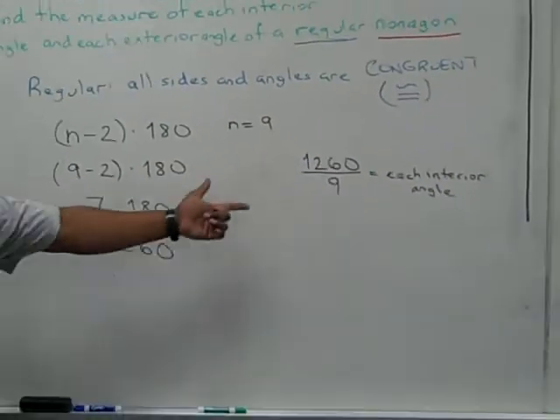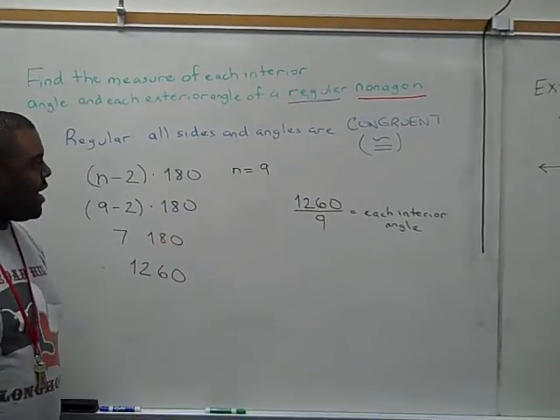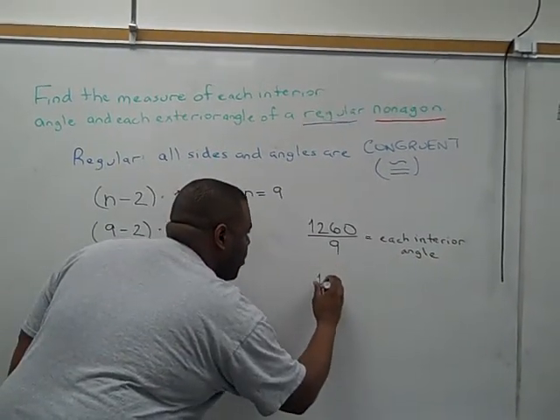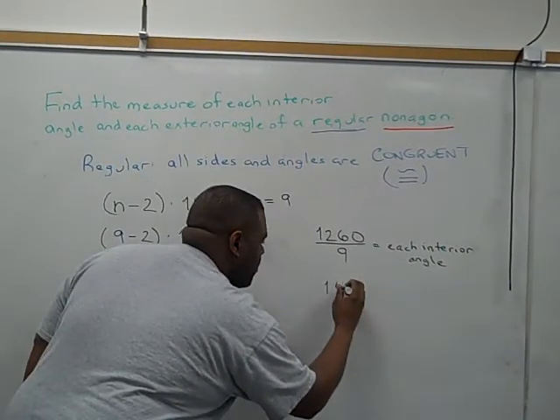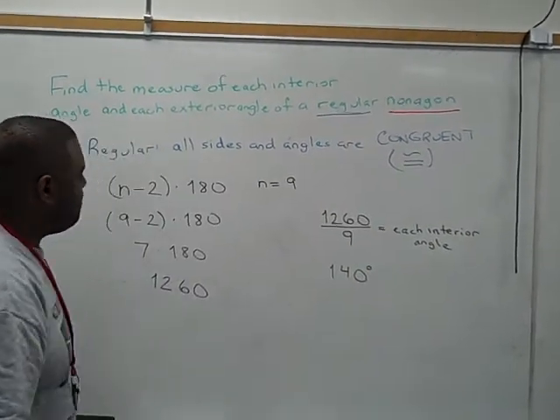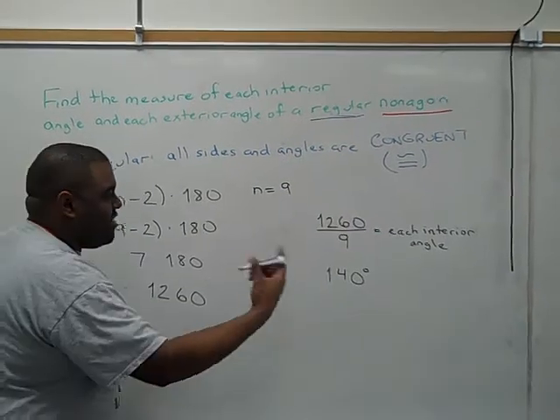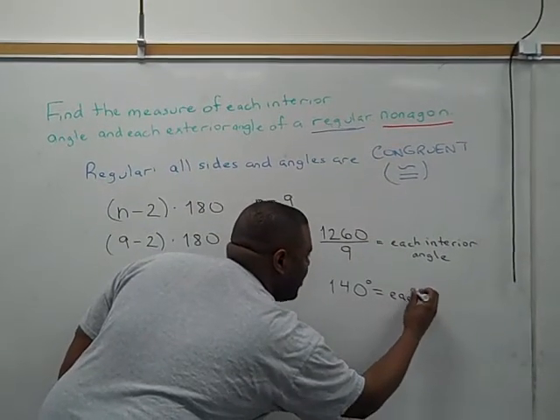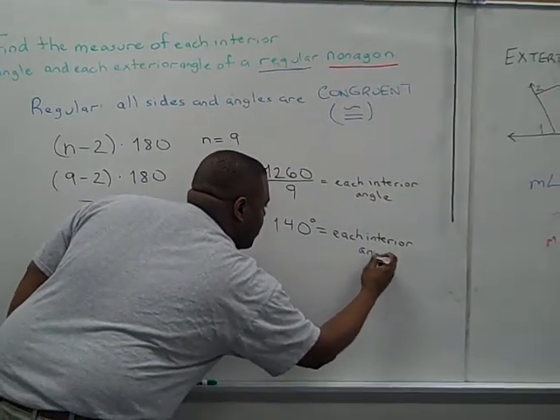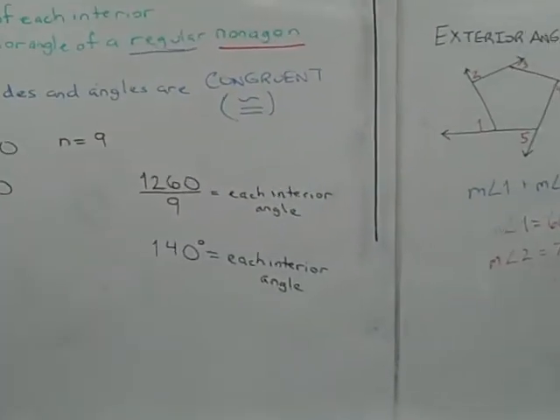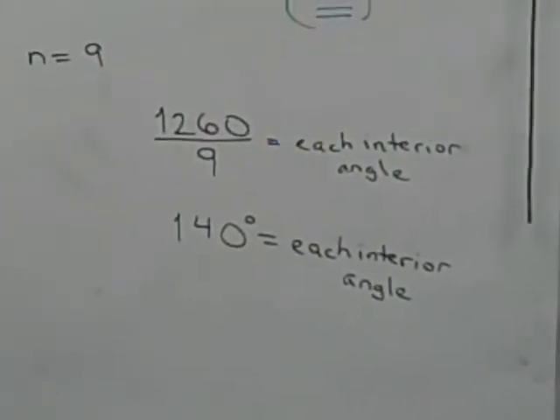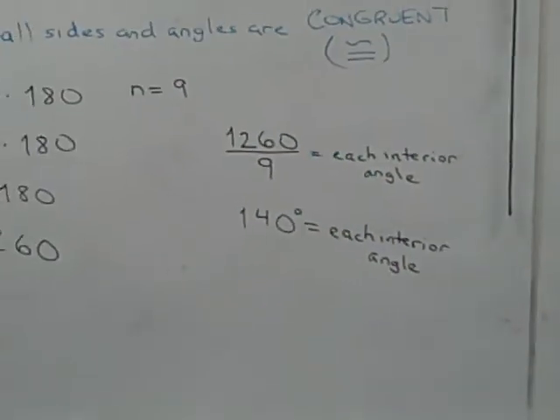So all you have to do is take 1260 and divide it by 9. You can use your calculator for that, and you'll get 140 degrees. All right? So each interior angle in a regular nonagon equals 140 degrees. Now, we need to find the measurement of each exterior angle in a regular nonagon.